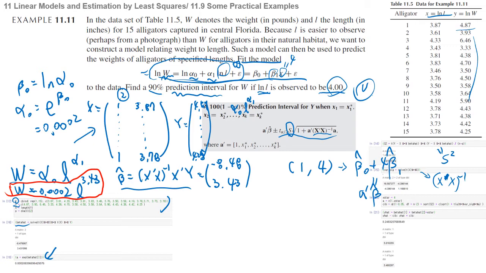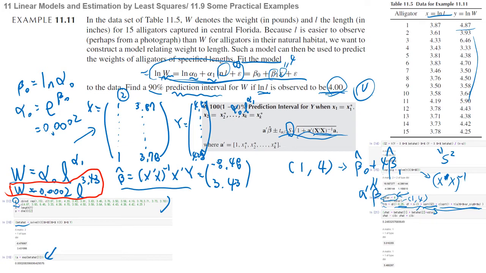Here we put x star as 4, which is where ln L is observed, at 4. This is this part, and we make our A as 1, 4, and the confidence bound can be written as this. So it is a 90% prediction interval, so it is 0.1 divided by 2, which is 0.05, and this is the degrees of freedom, and the square root of s squared, which is s, and this part is this part.